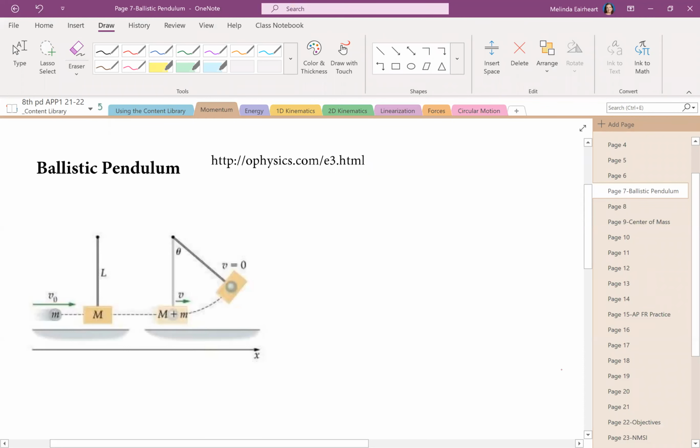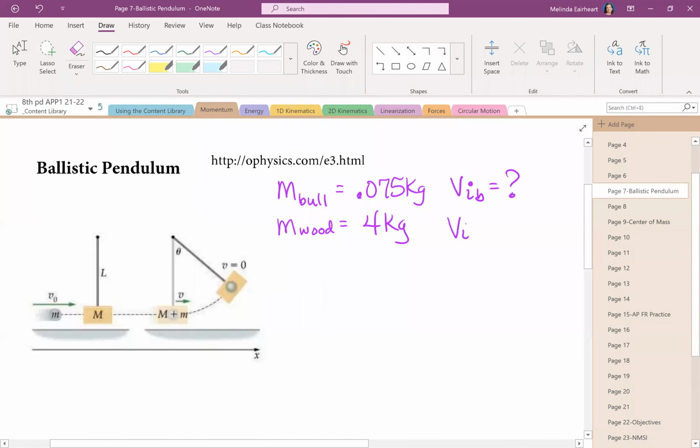Okay, and so what you should have written: mass of the bullet is 0.075 kg. Mass of the wood, I don't want to use block because they're both a B, so later I'll simplify: B for bullet, W for wood, 4 kilograms. We're trying to find the initial velocity of the bullet. Now I didn't say it a while ago, but before the collision, what's the initial velocity of the wood? 0. And then the other measurement we took was that maximum height, 0.43 meters.